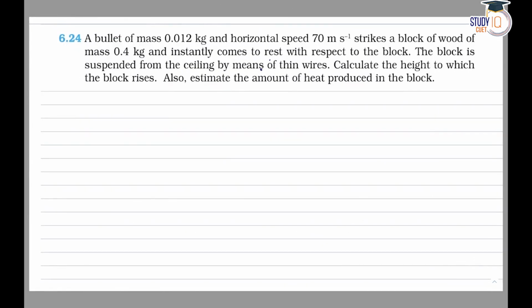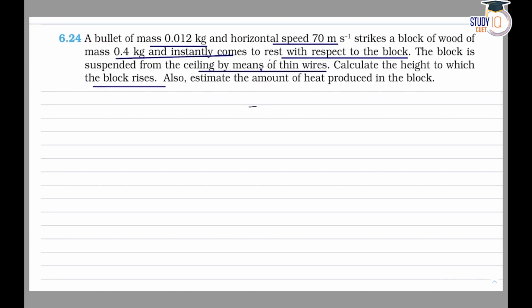NCERT Physics Class 11th, 6th chapter, which is Work Power Energy, question number 6.24. In this we are given a bullet of mass 0.012 kg and a horizontal speed. It strikes a wooden block of mass 0.4 kg and instantly comes to rest with respect to the block. The block is suspended from the ceiling by means of a thin wire. We are supposed to find out the height up to which the block rises.